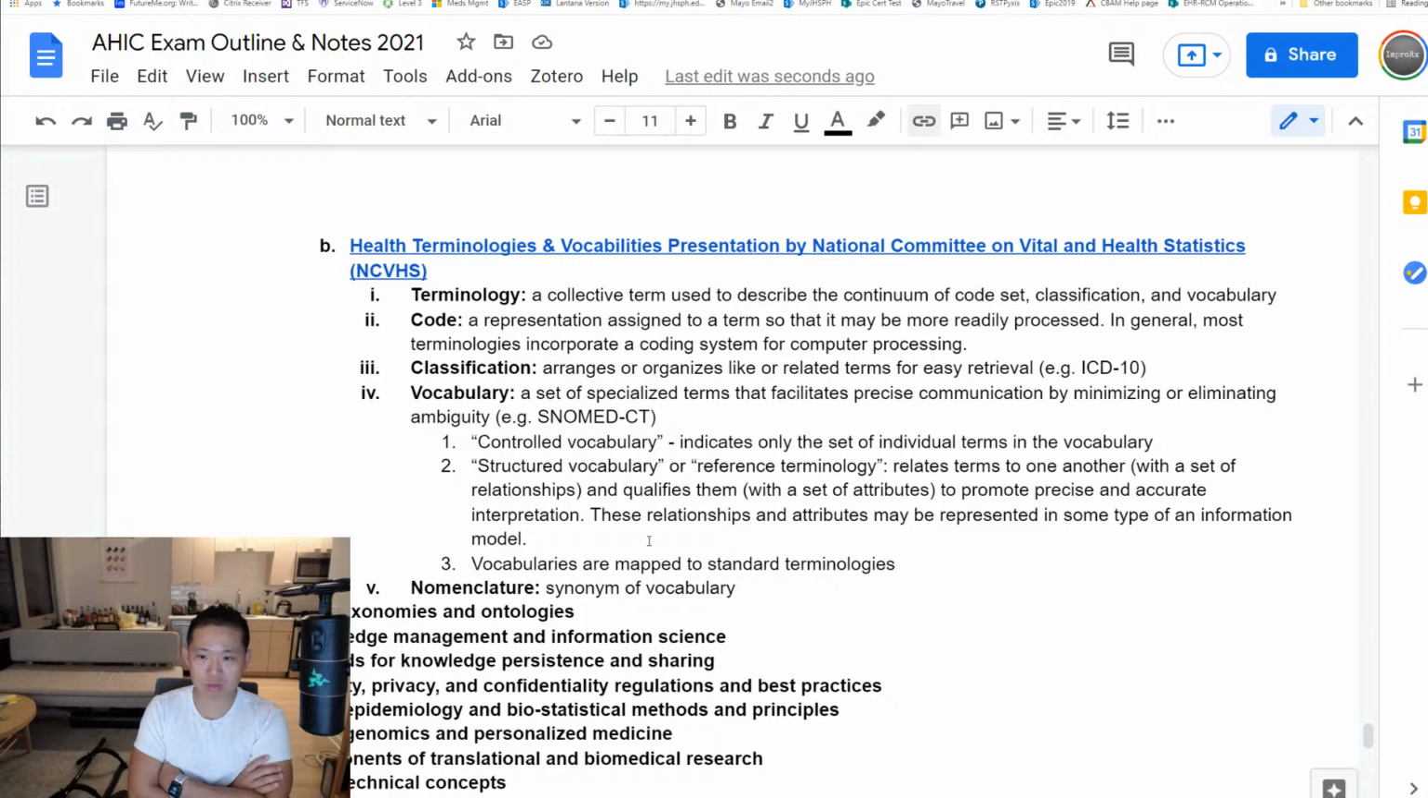Specialized terms. Vocabularies are mapped to standard terminologies. That's a little confusing. Let's see, they have some more down here. Name standards. Okay, so they have some examples I can use here. So let's go ahead and put some examples in here.